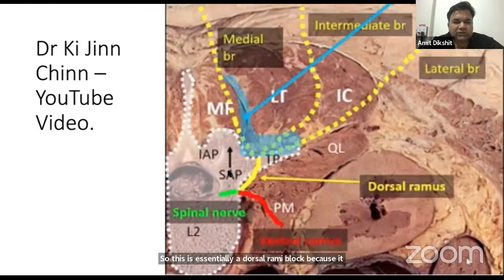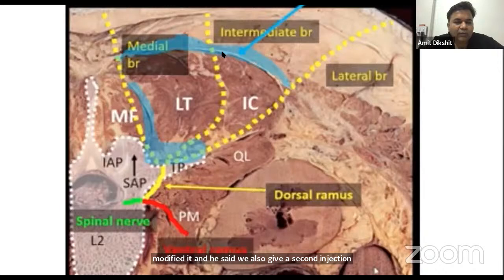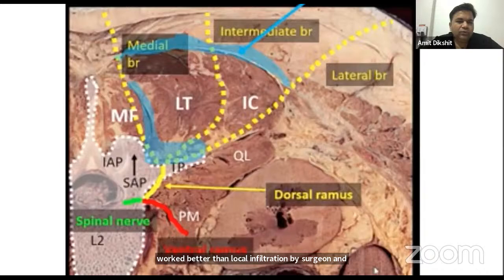So this is where we deposit the drug, and Ki Jinn Chin has modified it, and he said we also give a second injection as the needle is coming out to cover the cutaneous innervation, with a little subcutaneous infiltration here. And we have done this with 20 mL on both sides, and it has worked better than local infiltration by the surgeon. The patient had pain relief for almost 2 to 3 days. Very good and efficacious block. And I think it takes some amount of time to change our surgeons. But with ultrasound and after prone positioning, if the senior surgeon is still yet to come, you can utilize that window and perform this block.